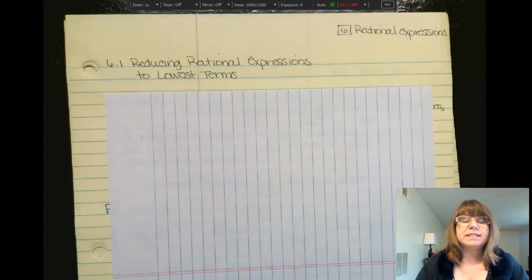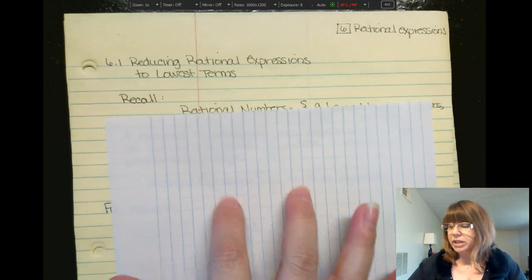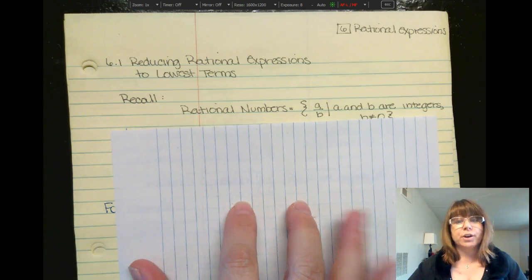Welcome to Lecture 6.1, Reducing Rational Expressions to Lowest Terms. In the next several lectures, we're going to start talking about rational expressions. So let's take a few steps back and recall what a rational number is.